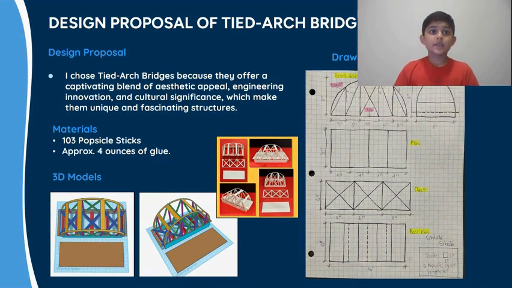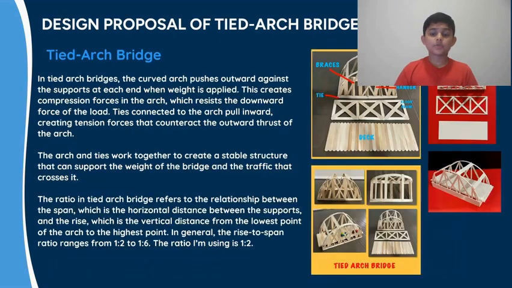This is a 3D design and model of my bridge. Finally, here's my tied arch bridge model. The arches are connected to ties. Hangers are interfaced with the deck and the arch. I have used a 1:2 ratio of rise to span. Horizontal braces are connected to arches. There's a floor beam with the deck.